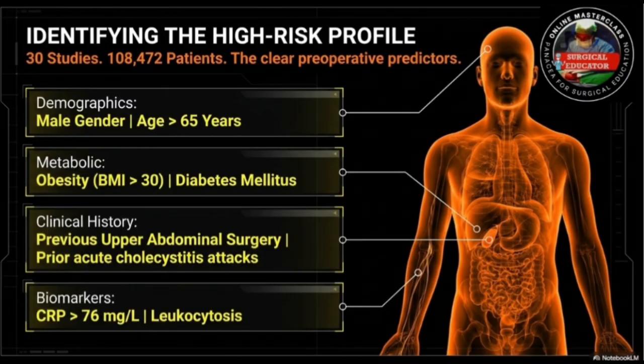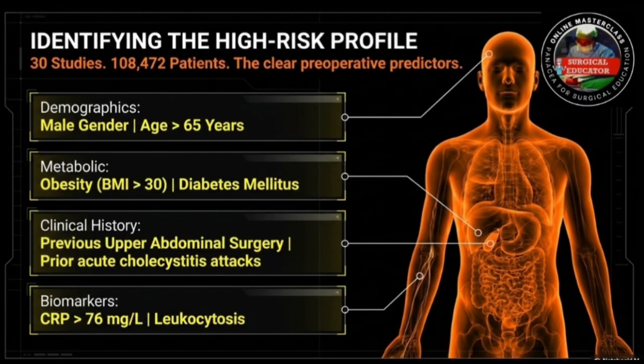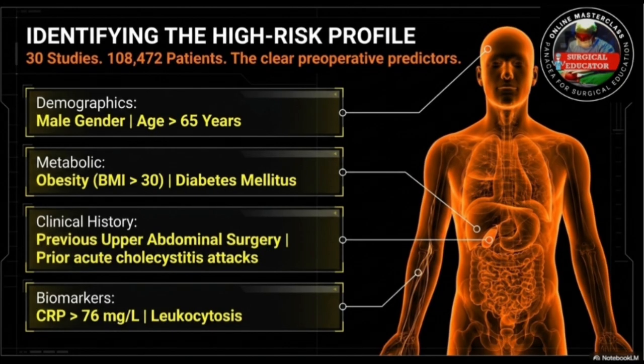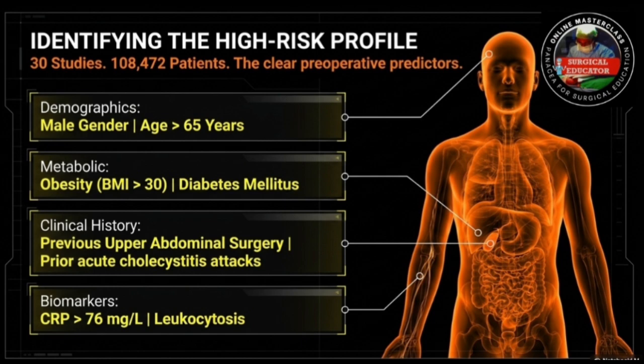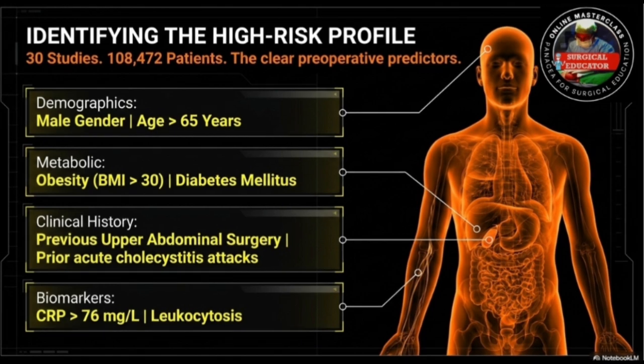It is. As we age, the connective tissue degrades. When a surgeon grasps a 70-year-old inflamed gallbladder with a grasper, the tissue might literally tear open, spilling infected bile and blood into the visual field. Just a total mess. And then the slide points us to metabolic predictors: obesity, specifically a BMI over 30, and diabetes mellitus.